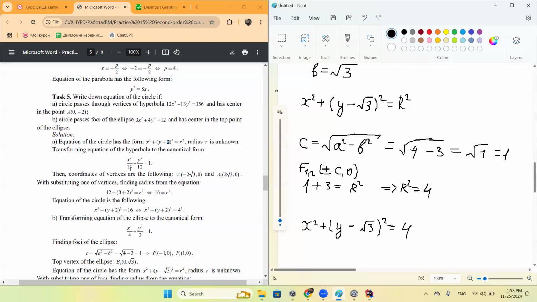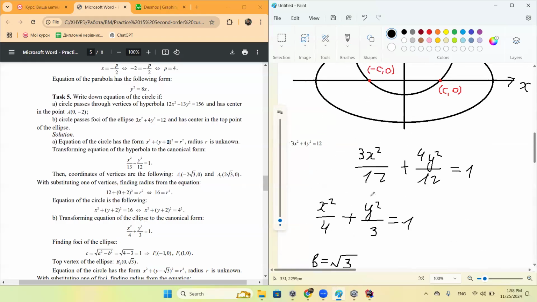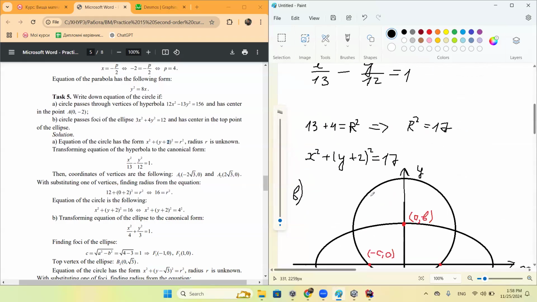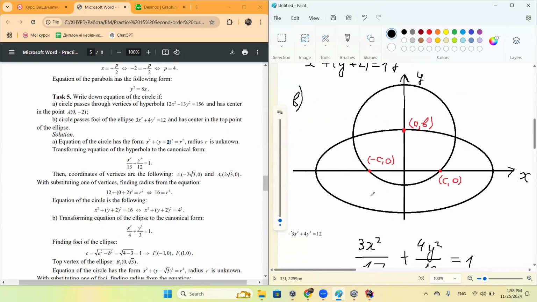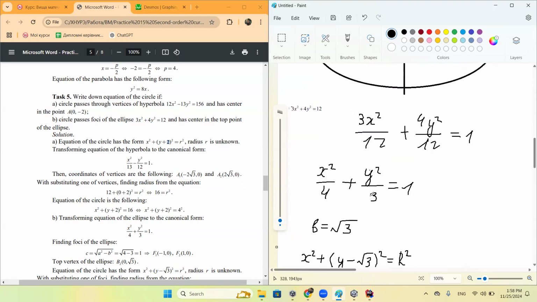Can you scroll up, please? Okay. To part A or B? No, B. And a bit down, please, again. Everything understandable. Okay. More questions?